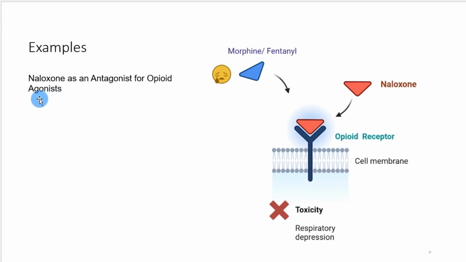Naloxone as an antagonist for opioid agonists. Naloxone is an opioid receptor antagonist that can rapidly reverse the effects of opioid agonist toxicity such as morphine or fentanyl. When administered, naloxone competes for the same opioid receptor that morphine and fentanyl are competing for. Depending upon the concentration, naloxone will outcompete the agonist, effectively displacing these agonists. Now, this is particularly important in cases of opioid overdose, and it quickly restores normal respiration and prevents life-threatening respiratory failure.